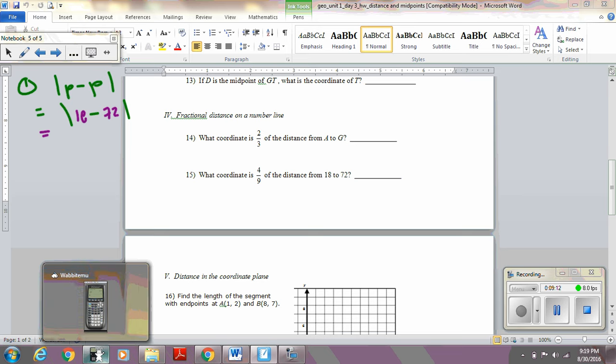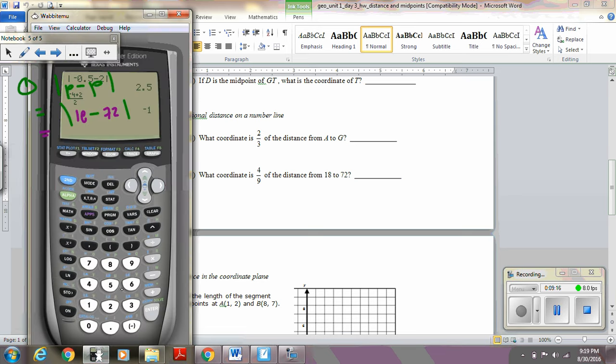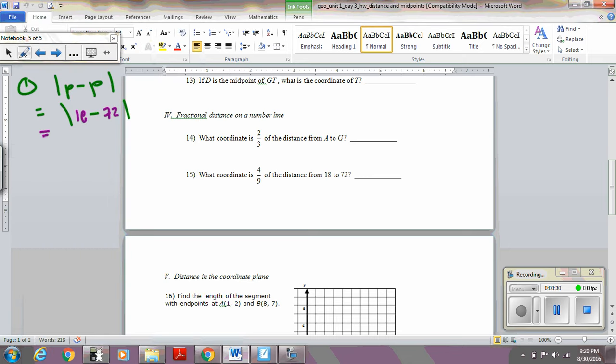something with a 4. I believe 54. I'm pretty sure it's 54. Yeah. So the total distance is 54.